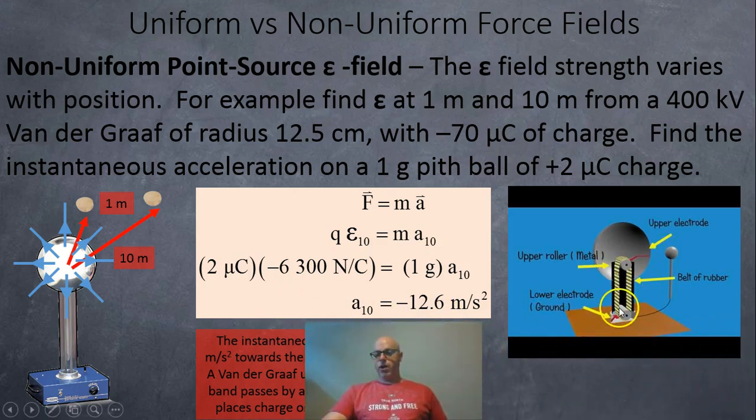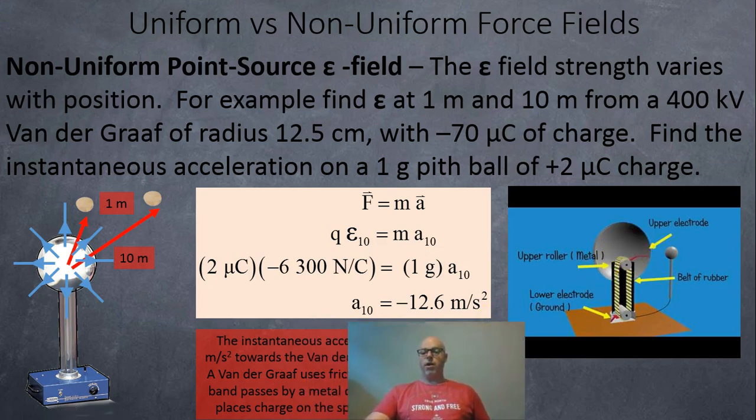Here's an example of just how it works for a Van de Graaff. The belt travels up, travels near a metal comb, and it accumulates charge on the Van de Graaff generator.